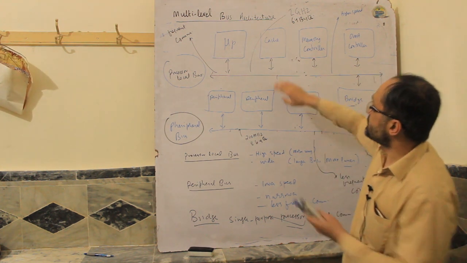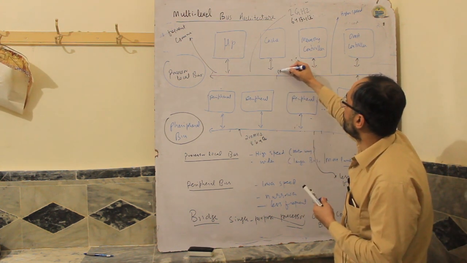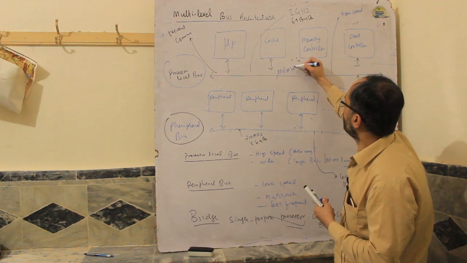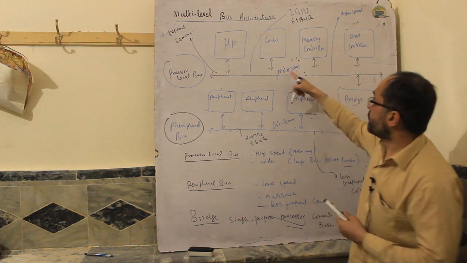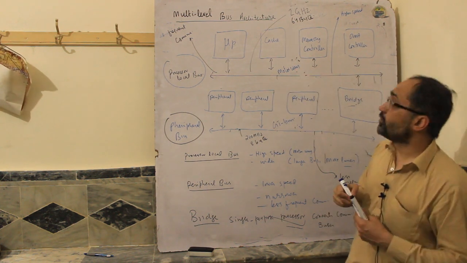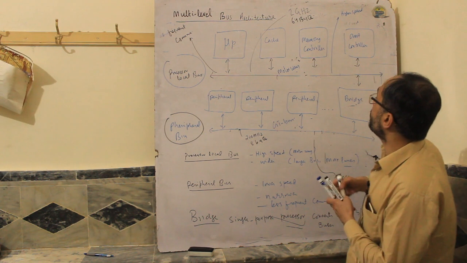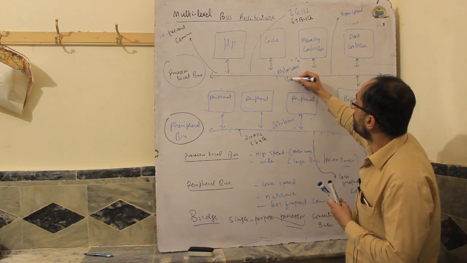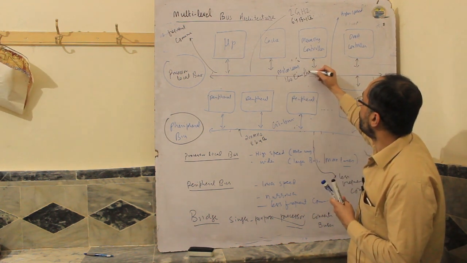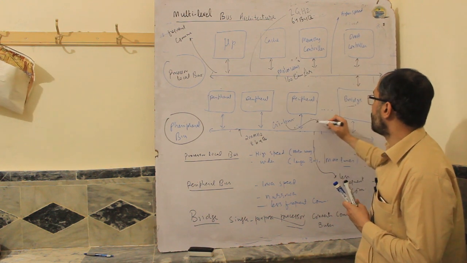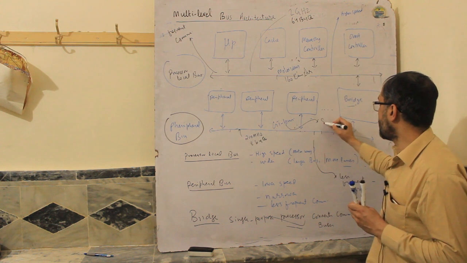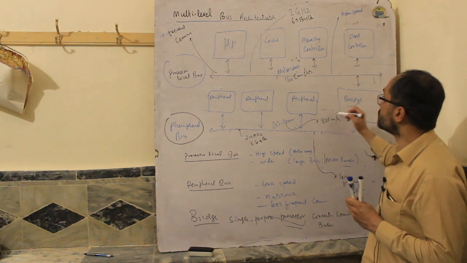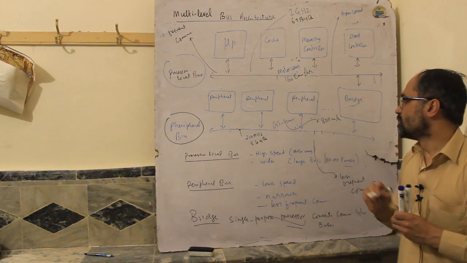What can be an example of a processor local bus and a peripheral bus in our common day example? We can assume this as a motorway, and this can be a GT road. On the motorway, you can drive your car at a higher speed, maybe 160 km per hour, and maybe you can drive your car on the GT road at 80 km per hour. So it means it is faster and it is slower.